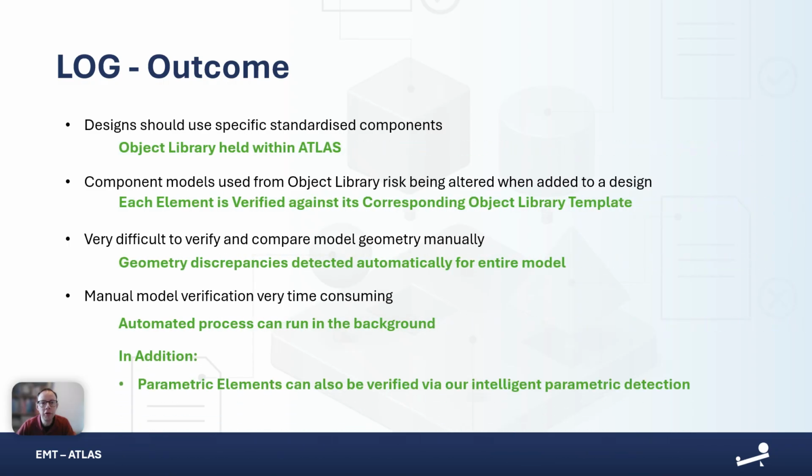For the model geometry checks, the automation we have introduced provides the means to check entire models efficiently and highlight discrepancies to the user in a consolidated fashion along with supporting visualizations. Atlas can also verify parametric elements, provided that the parametric templates are provided.